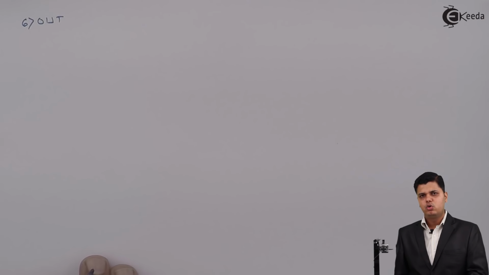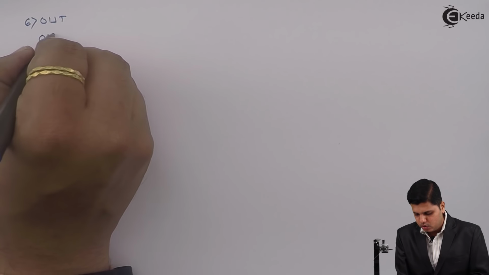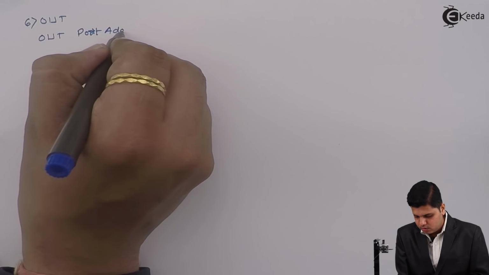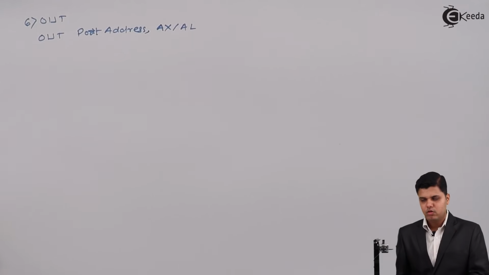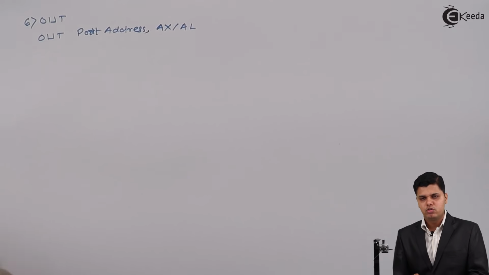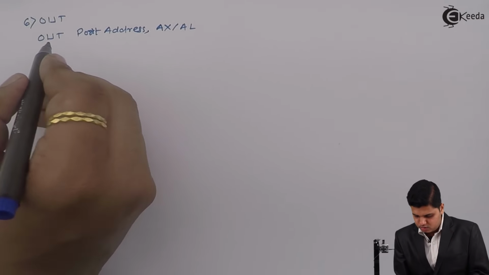What this instruction signifies is it copies the contents of the register to the respective port. Now in this case the destination is nothing but the port. So if I am writing the syntax for the OUT instruction, OUT port address, comma AX or AL. So it will copy the contents of the register to the port. So for providing the data to the port we are using this OUT instruction.